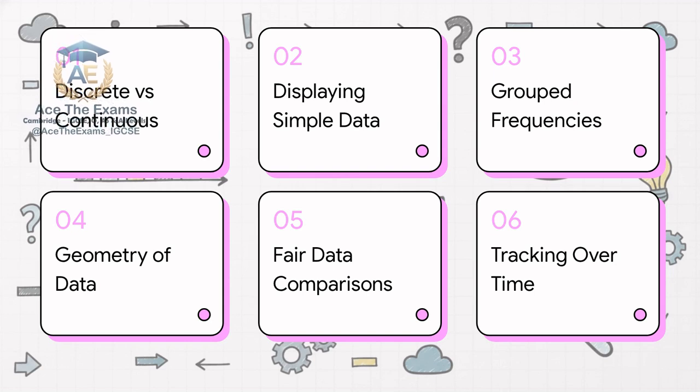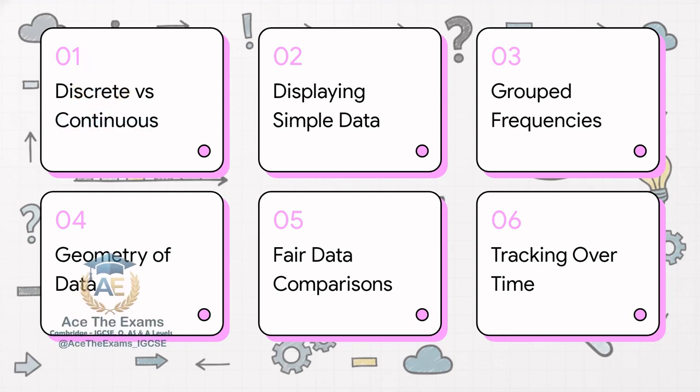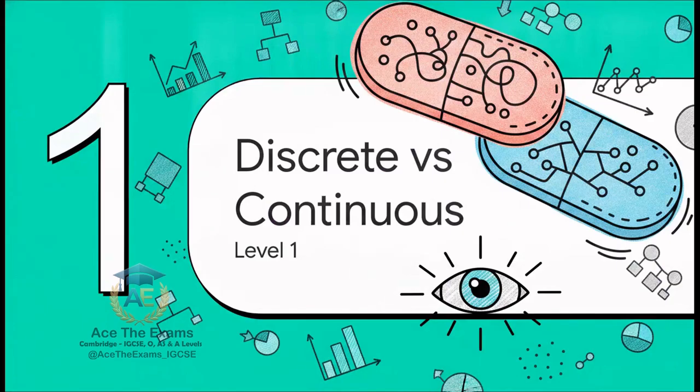1. Discrete versus continuous data. 2. Displaying simple data. 3. Grouped frequencies. 4. The geometry of data. 5. Fair data comparisons. And finally, number 6, tracking changes over time. Let's get into it. Level 1.